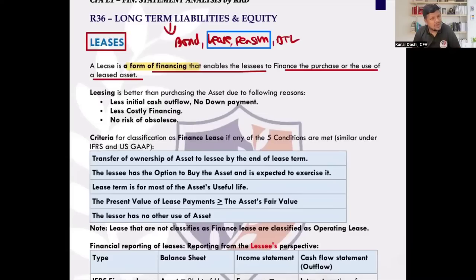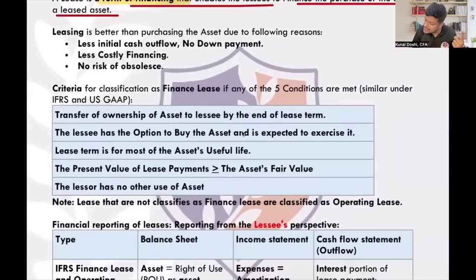Now, there are two types of lease. But first of all, I'll repeat, why do I lease? Because I don't have money to buy the asset. So I consider leasing it. So leasing is an alternate to buying the asset. Leasing is better than purchasing the asset.